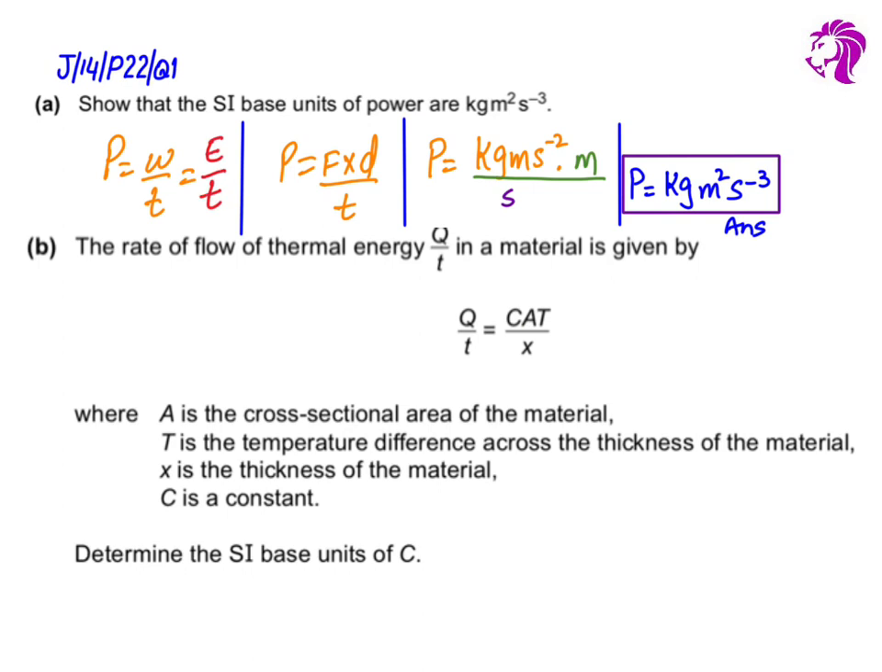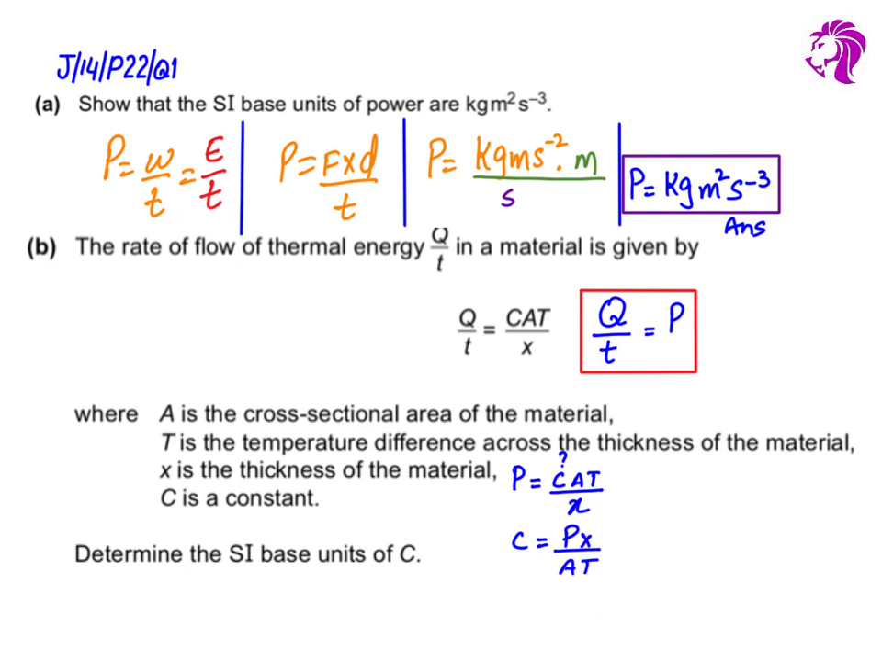And when we make C the subject, what would be next? It would be Q upon T, which is basically power. And then power is equal to CAT upon X. We need to find the units of C. C becomes equal to P into X upon AT, right? So I say power, or energy upon time, or work done upon time, it means the same thing.